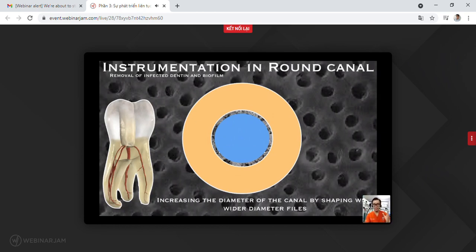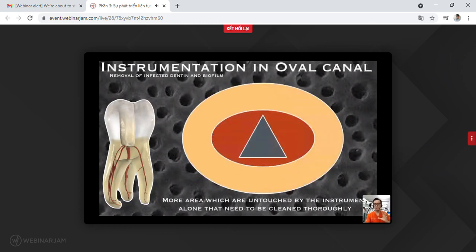So this is the scenario of how we shape the canal in round canal anatomy from the cross-sectional point of view. But what if we find the canal is oval? What is the strategy to properly clean the dentin from any bacteria without compromising the canal anatomy? Why should I use the word compromising?